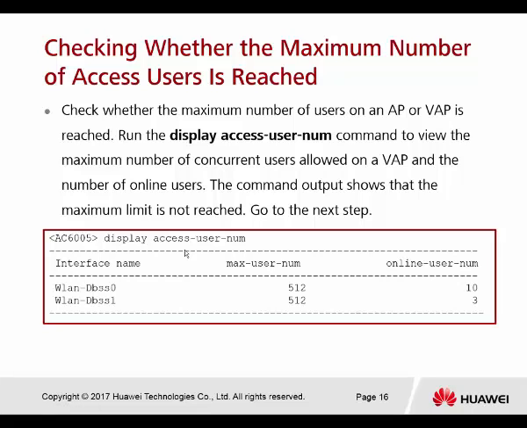Okay, next, check whether the maximum number of users on an AP or the VAP is reached. Run the display access-user number command to view the maximum number of concurrent users. Using this command, it will show you how many users are already connected and the maximum number that can connect. Right now, the 0 refers to the 2.4 GHz frequency band, and this one is for the 5 GHz.